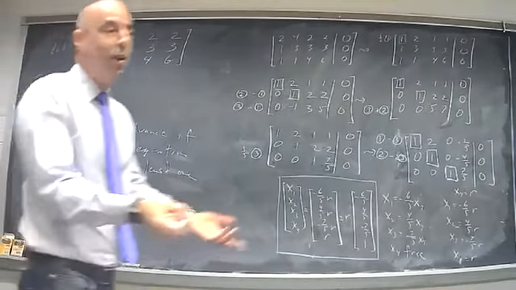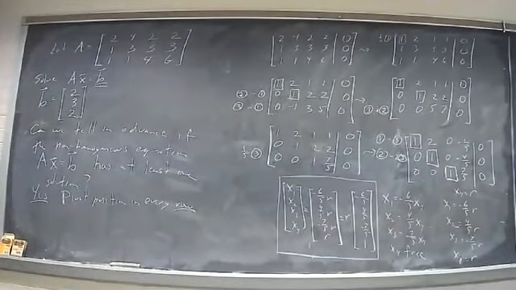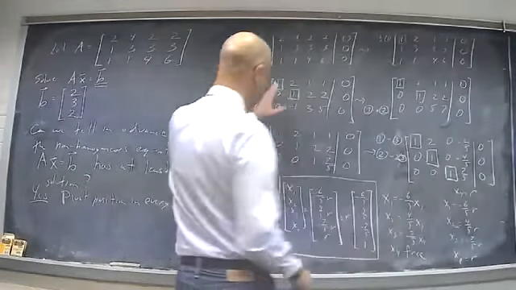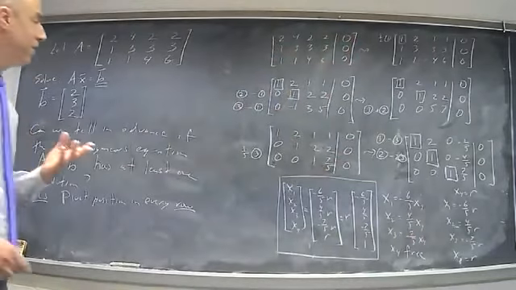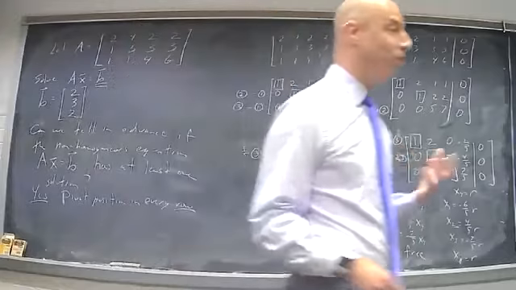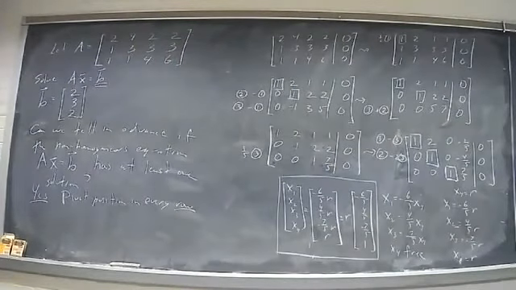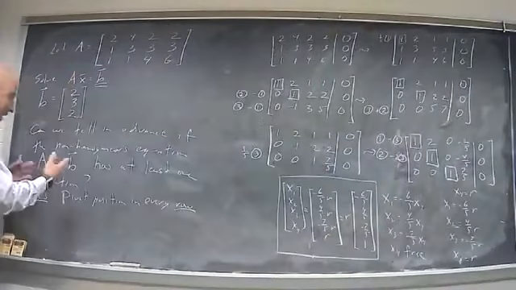If we had a pivot position in every column, what would that tell us? We don't in this case, but what would that tell you about free variables? There are no free variables. Right. Free variables occur only in columns with no pivot position. So if there's a pivot position in every column, there are no free variables. If there are no free variables, could you have more than one solution? Right, you can't.